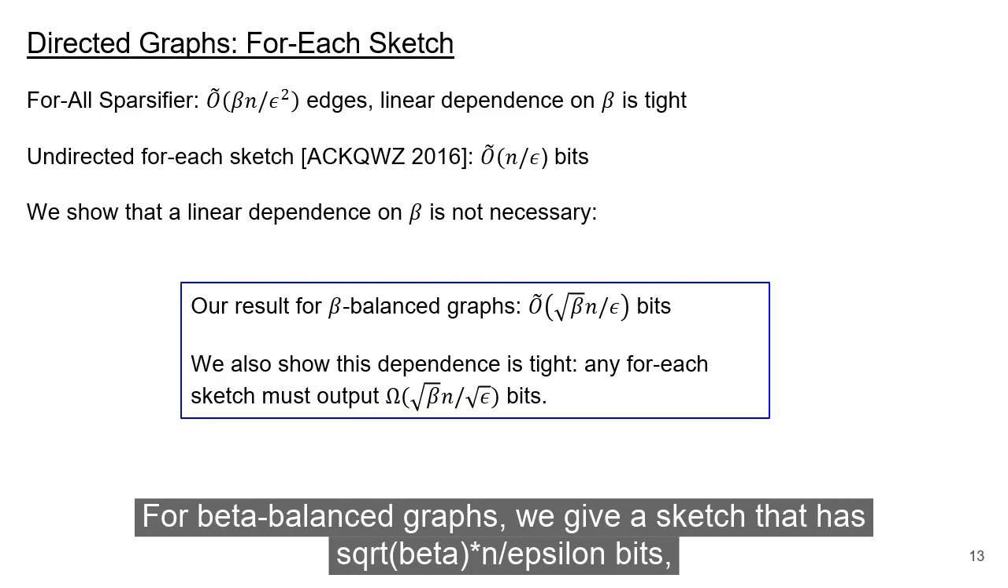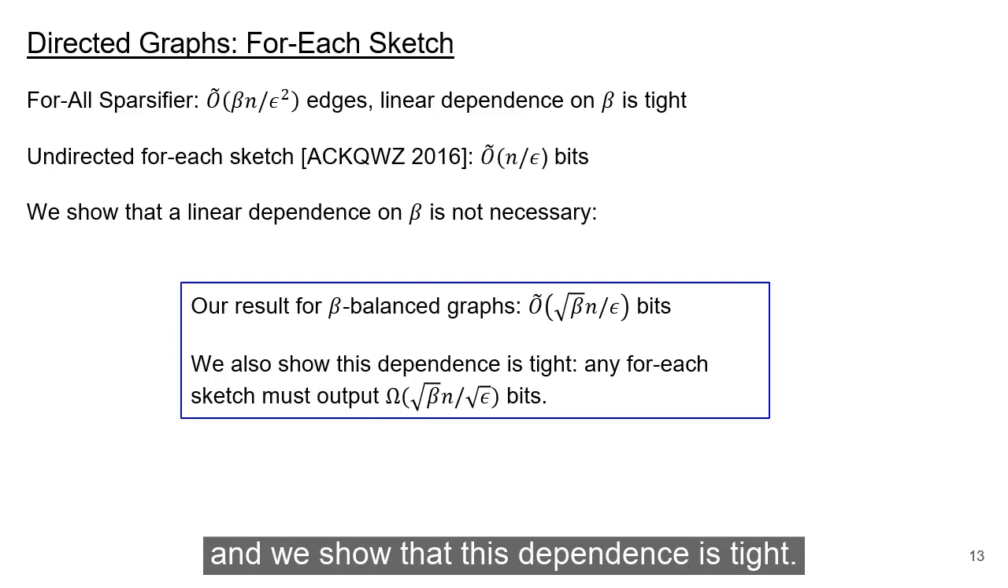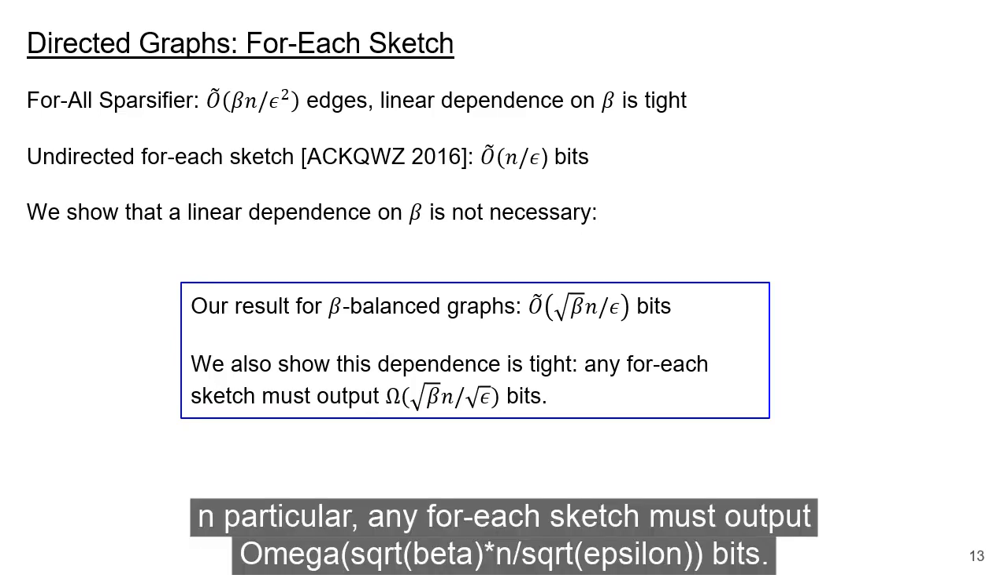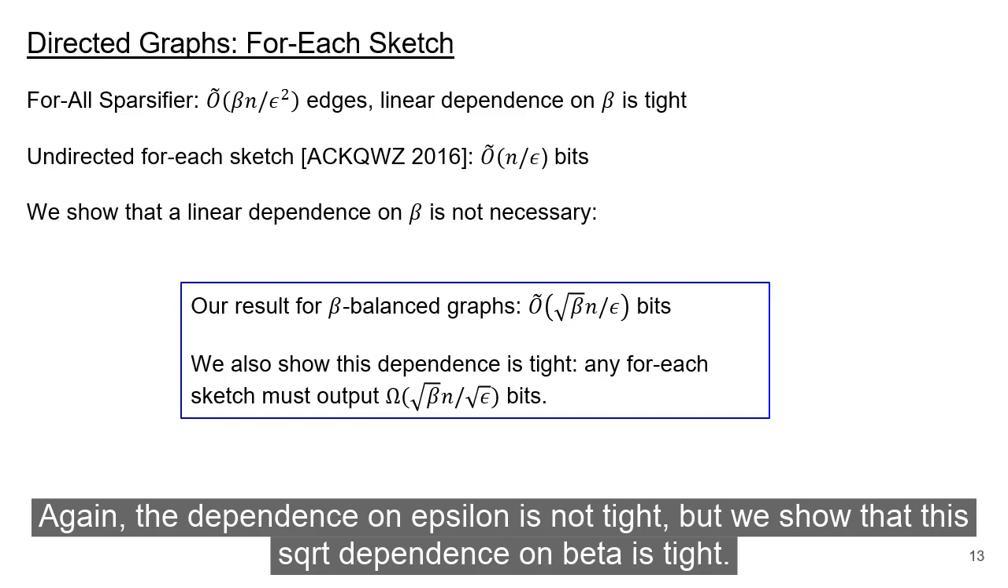For beta-balanced graphs, we give a sketch that has square root beta n over epsilon bits, and we show that this dependence is tight. In particular, any for-each sketch must output omega root beta n over root epsilon bits. Again, the dependence on epsilon is not tight, but we do show that this square root dependence on beta is tight.